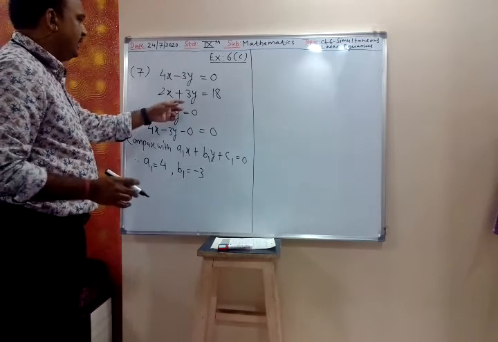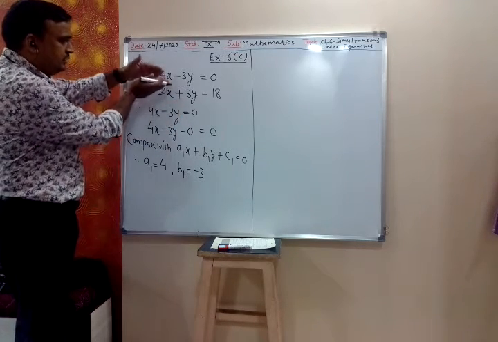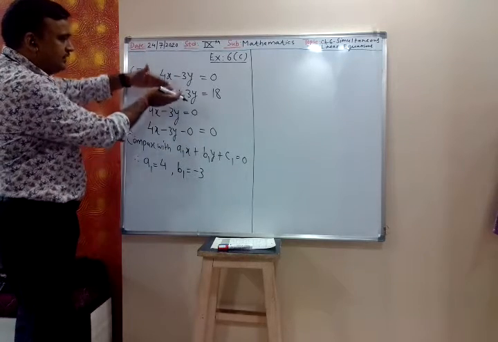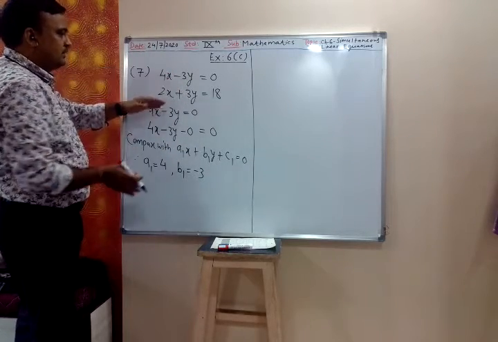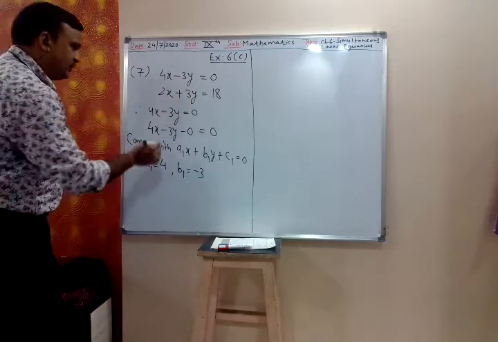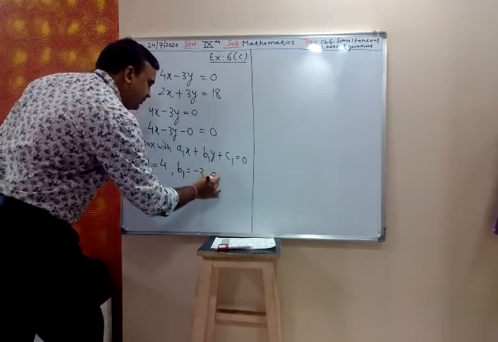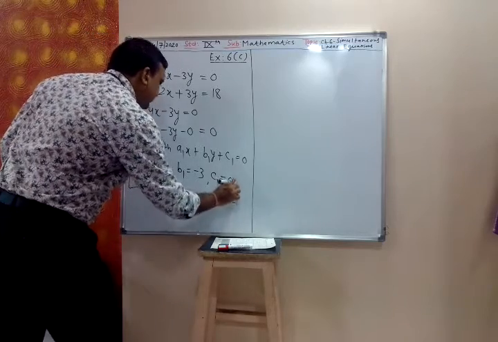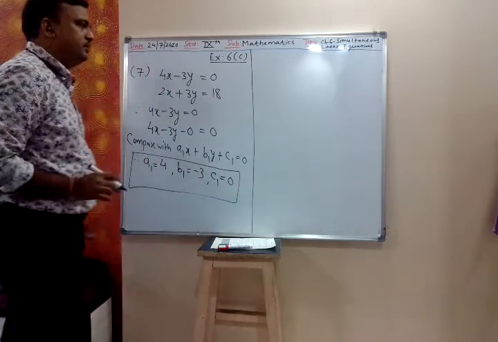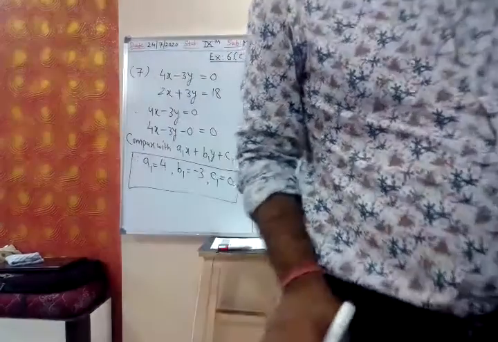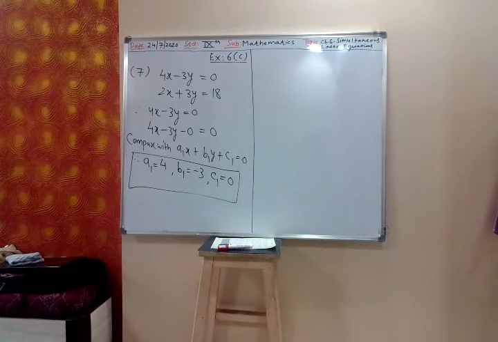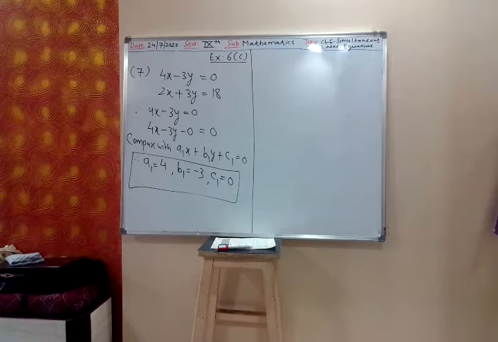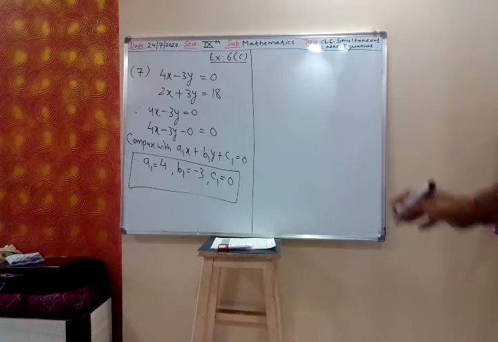First I am solving equation 1. Equation 1 I am simplifying and getting the values of a1, b1, c1. Then I will solve equation 2. Then c1 is 0, the constant term is 0. So a1 is 4, b1 is minus 3, c1 is 0. Now similarly simplify equation 2 and get the values of a2, b2, c2.